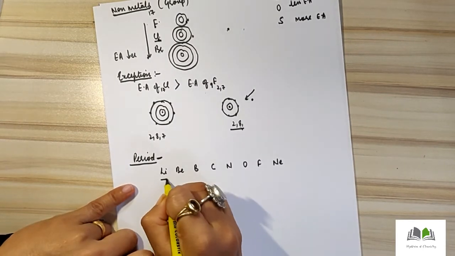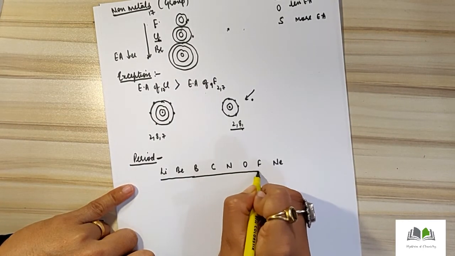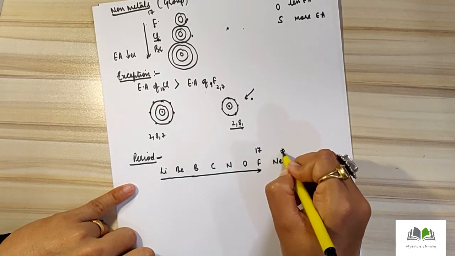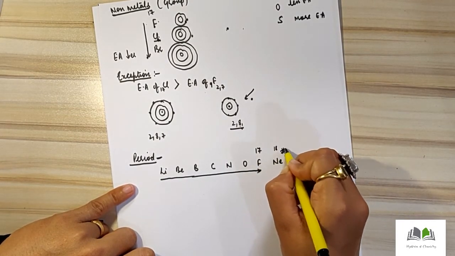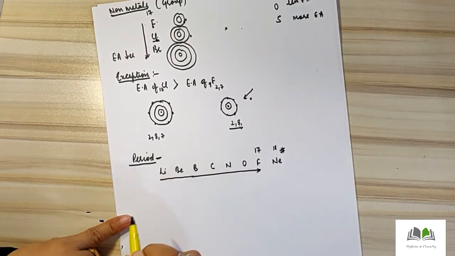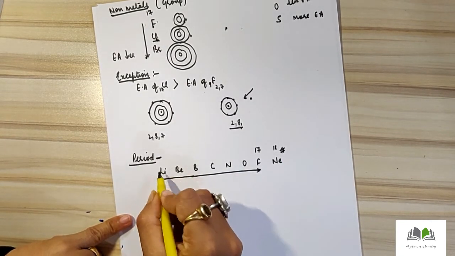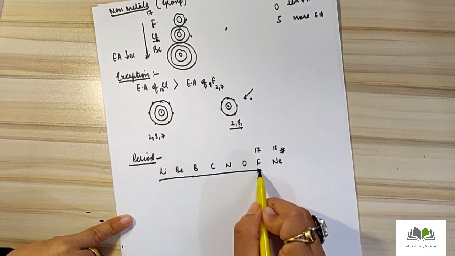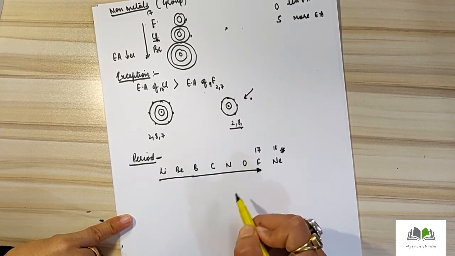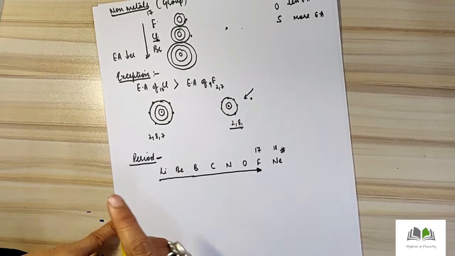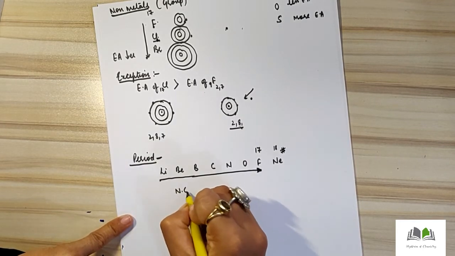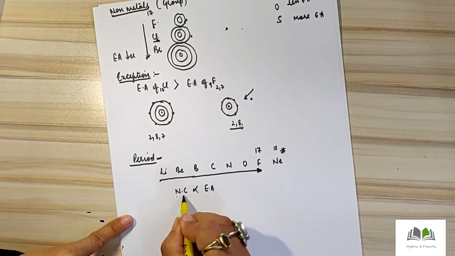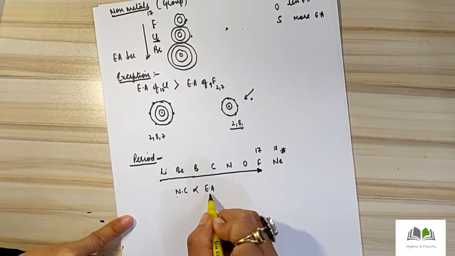First of all, we have to consider this trend up to group number 17. I will tell you why we will not consider group number 18 in this. So there is a reason. Now up to 17, what is the general trend? We know that as we move from left to right in a period, the size of the atom will decrease, and if size of the atom decreases, nuclear charge will increase. And I have told you earlier, nuclear charge is directly proportional to electron affinity. If nuclear charge is more, electron affinity value will be more.